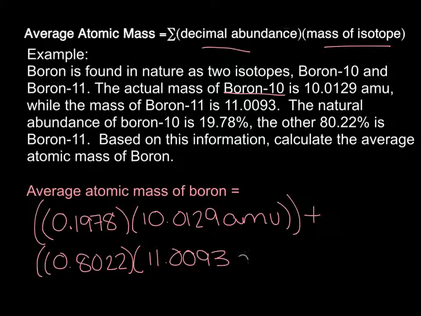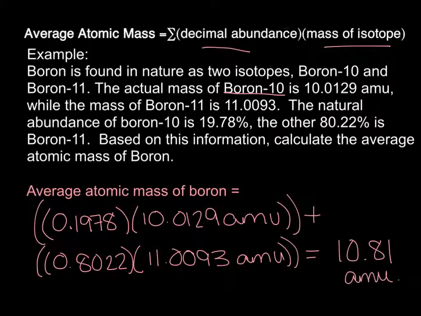11.0093 AMU. Now I'm going to reach for my calculator, and the calculator says that it is 10.81, and I'm going to report that with 4 significant figures because there are 4 significant figures in the decimal percentage. Now, if you compare that to the periodic table, it's actually going to be pretty close. And that is average atomic mass.